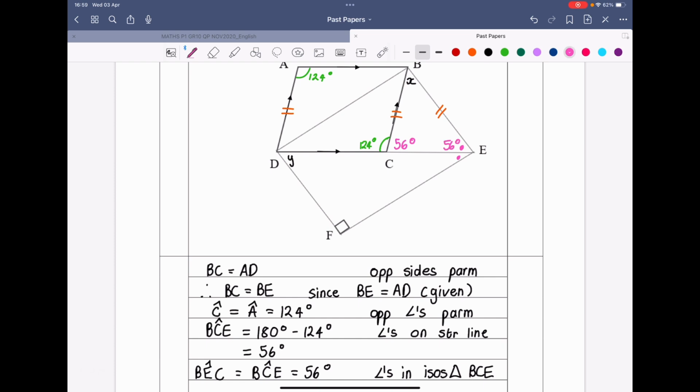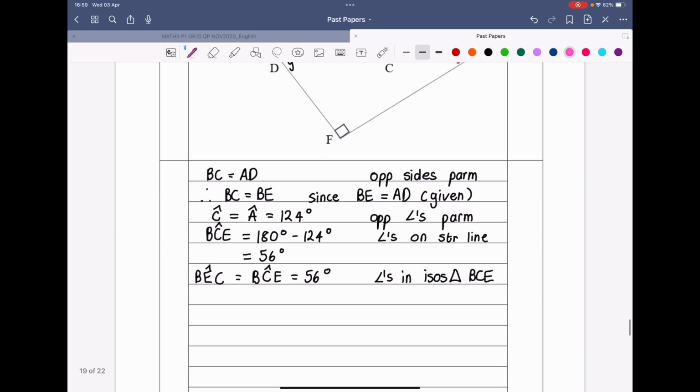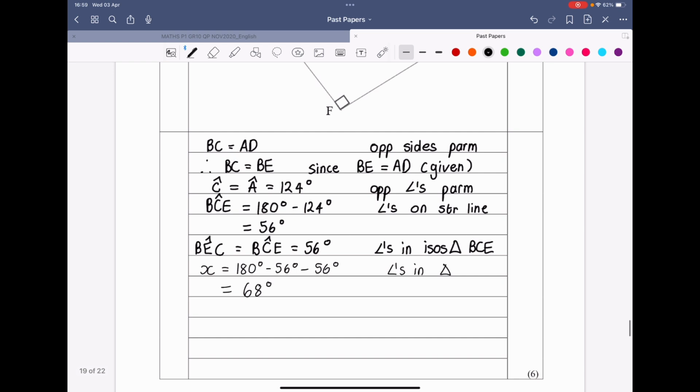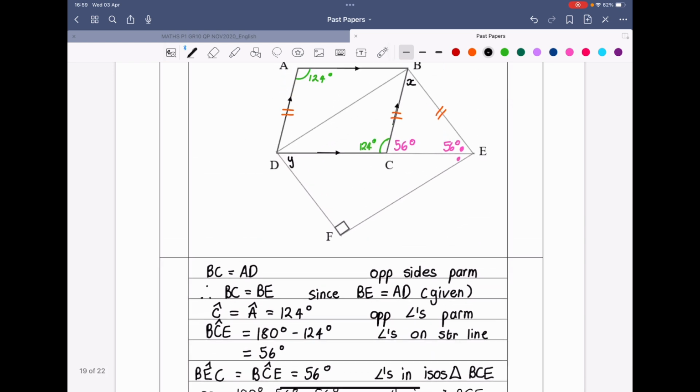Then I know that x is going to be 180 minus 56 minus 56 because of angles in a triangle. So x is equal to 180 degrees minus the other two angles in the triangle, which are both 56. And that is equal to 68. And that is angles in triangle BCE. So we found the value of x.